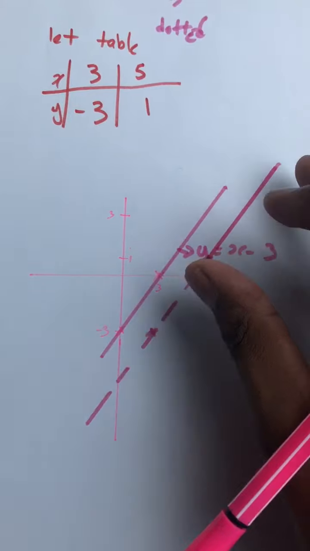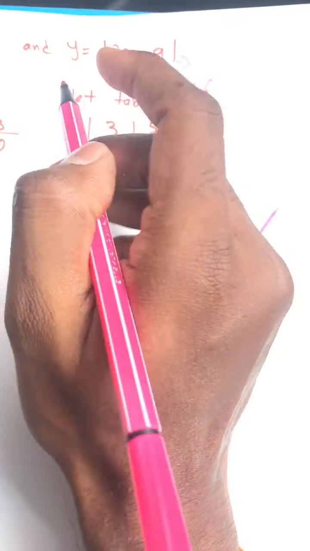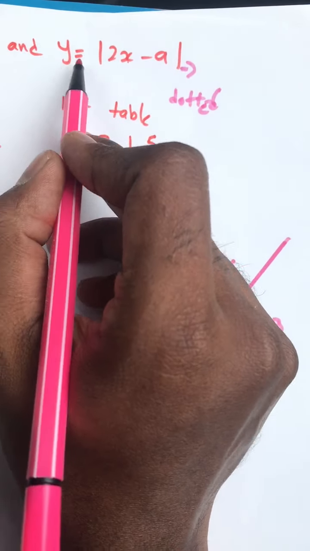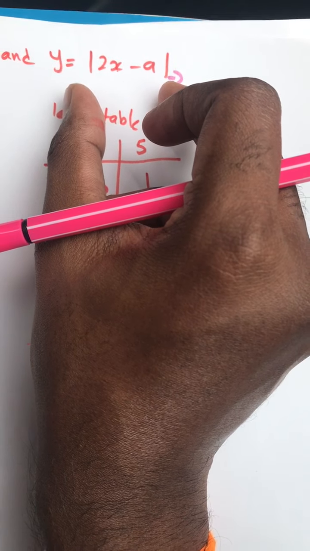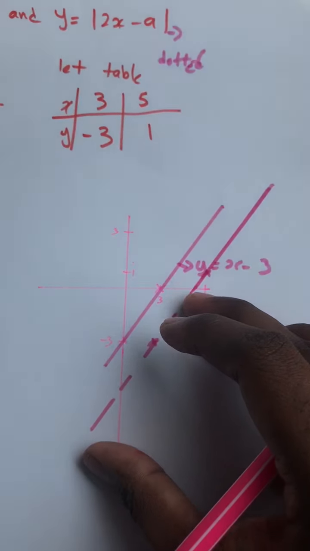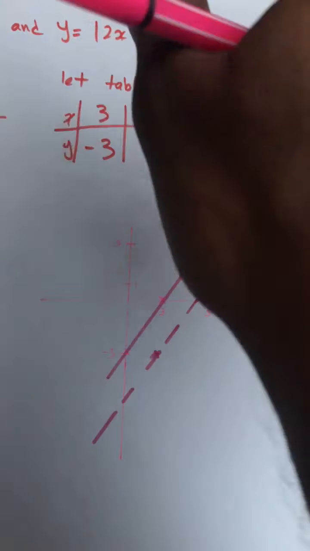Okay, so this is a solid, this is a dotted. The reason why is because you see my y is being modulus. That means my y must always be a positive value, cannot be negative. That's why the bottom one I put as a dotted line. So all this bottom I'm going to shift on top.